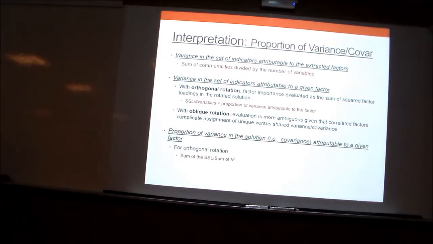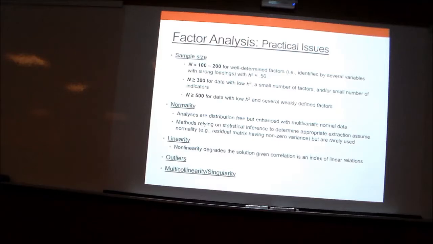Within the context of an oblique rotation, you can go through and identify variance attributable to the factors, the variance in a set of indicators attributable to a given factor, the proportion of variability in the solution. You go through and take a look at that. That's neither here nor there. It's important stuff, but it's aside from what I want to get into.